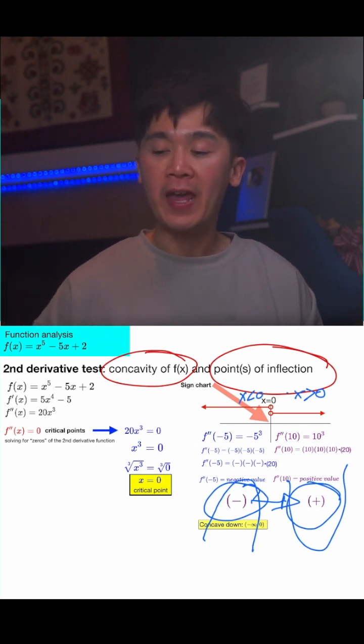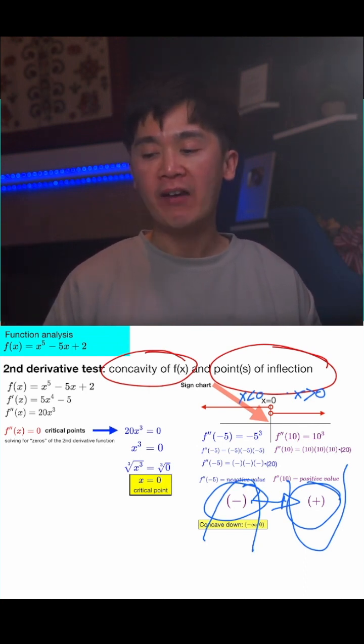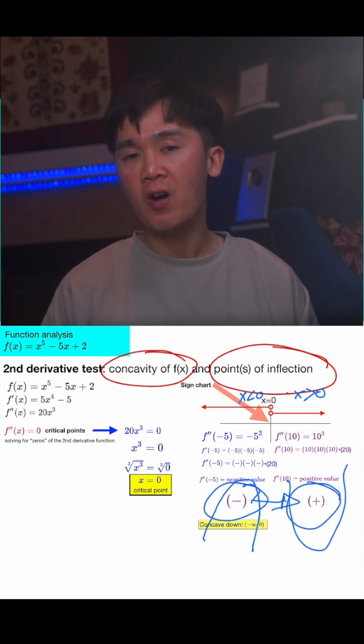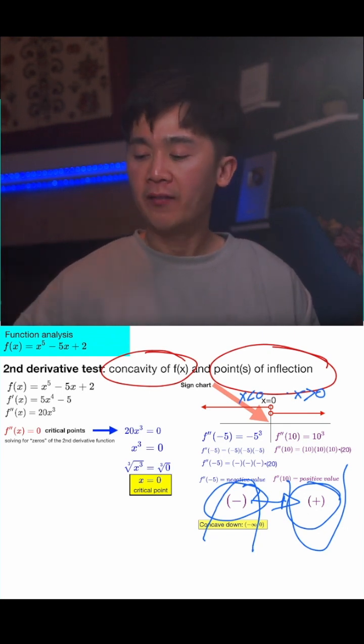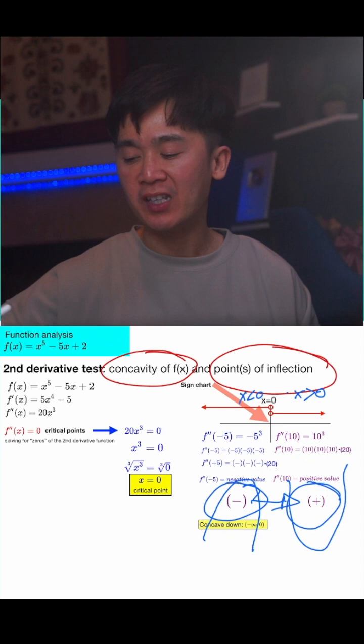Because if both of the concavities are negative, or both are positive, that means a POI does not exist in that particular function. Perhaps it's a piecewise defined function.